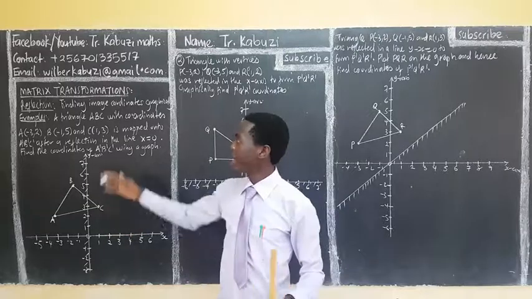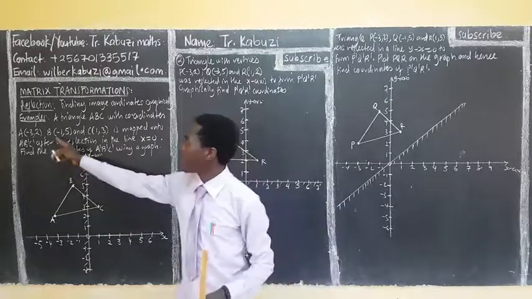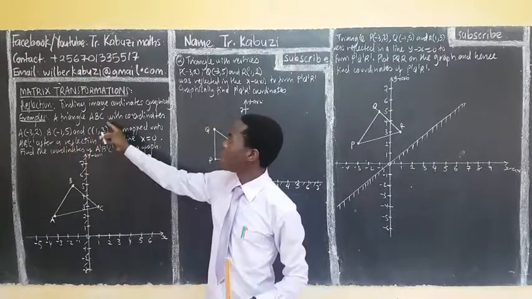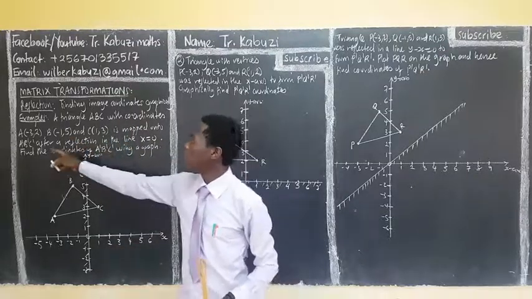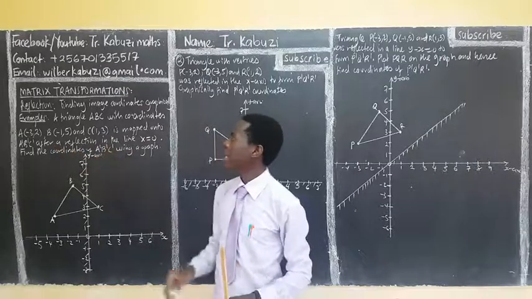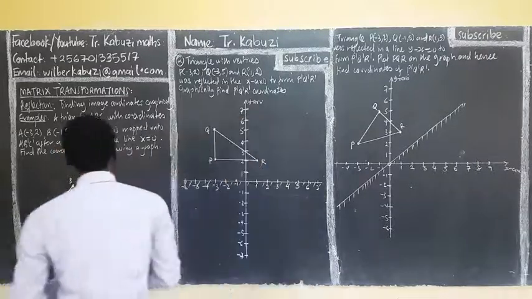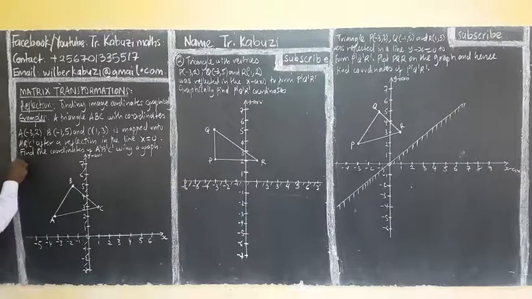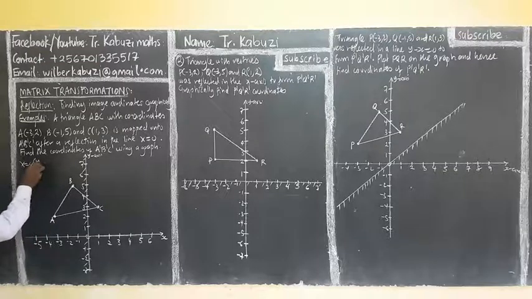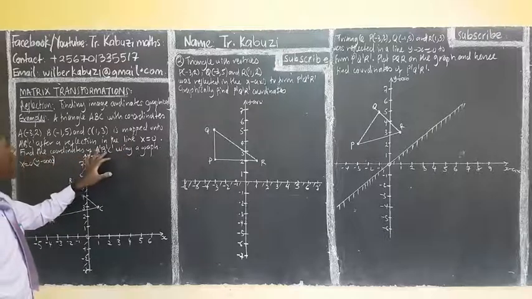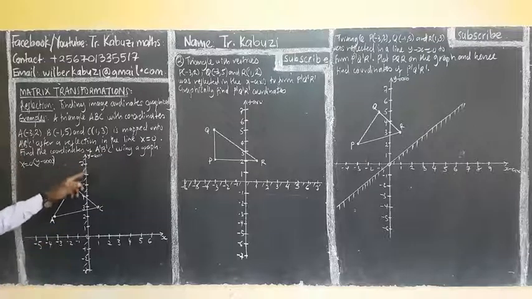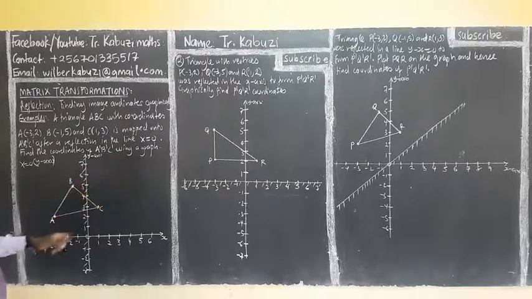Okay, start with this question. ABC is a triangle with coordinates A, B, C like that. It is mapped onto A prime, B prime, C prime after reflection in the line x equals 0. When we say the line x equals 0, it is the same as the y-axis; they are just hiding the y-axis. Find the coordinates of A prime, B prime, C prime using a graph. So this is our y-axis. x equals 0 is our y-axis.